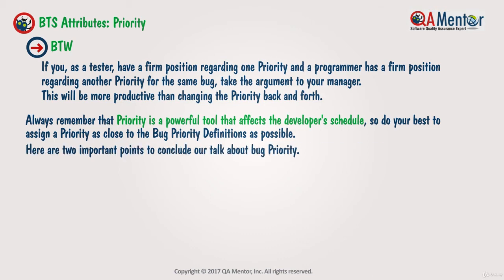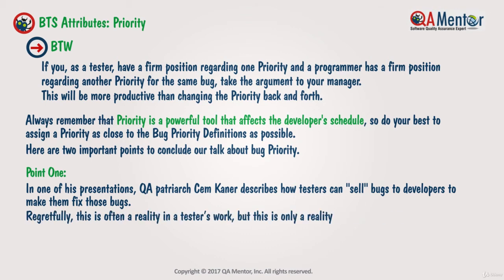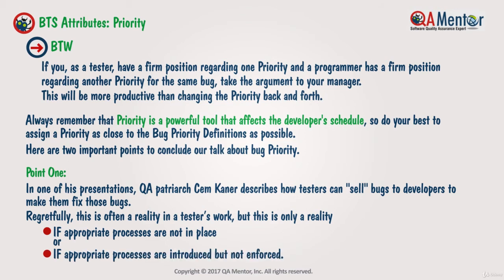There are two important points to conclude our talk about bug priority. Point 1. In one of his presentations, QA patriarch Cem Kaner describes how testers can sell bugs to developers to make them fix those bugs. Regretfully, this is often a reality in a tester's work, but this is only a reality if appropriate processes are not in place, or if appropriate processes are introduced but not enforced.